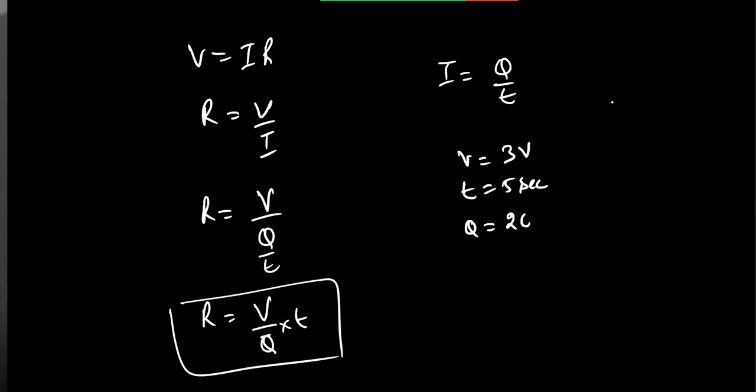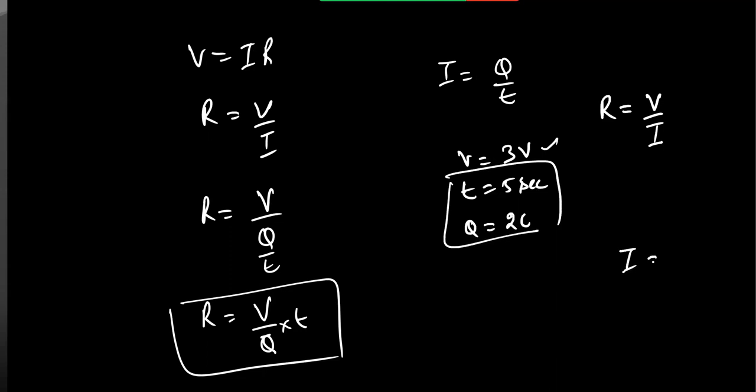Okay. So now you need to calculate the resistance R. You know R is equal to V upon I. You have V, but you don't have I. So you can calculate I by the formula I is equal to Q by T. Q is 2 upon 5, that is 0.4. Then what is V? V is 3 by 0.4. You remove the decimals and you will get 30 by 4.